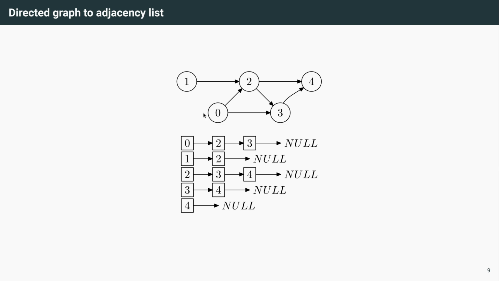And for a directed graph, consider this graph which we have. 0 will point to 2 and 3. 1 will point to 2. 2 will point to 3 and 4. That is, only the outgoing direction is what we are keeping in here. 3 will point to 4 and 4 will point to null.